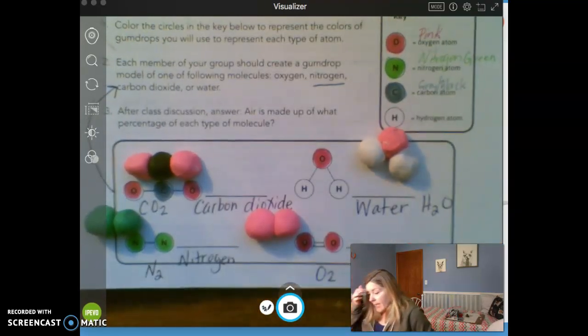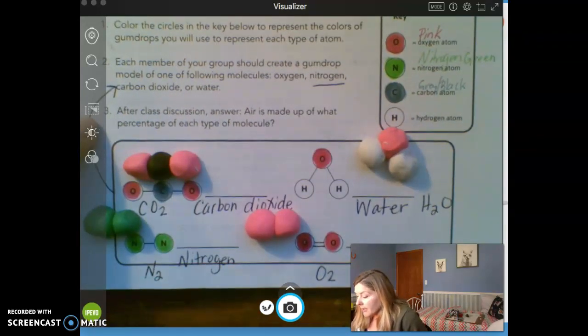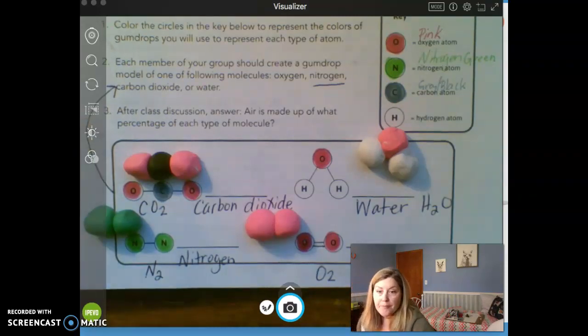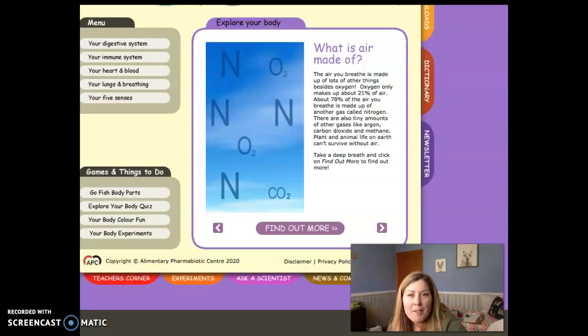Now, it says, in step 3, after a class discussion, answer, air is made up of what percentage of each type of molecule? All right, let's find out. This website tells us what air is made out of. It says the air you breathe is made of lots of other things besides oxygen. Oxygen only makes up about 21% of air. About 78% of the air you breathe is made up of another gas called nitrogen. There are also tiny amounts of other gases like argon, carbon dioxide, and methane.